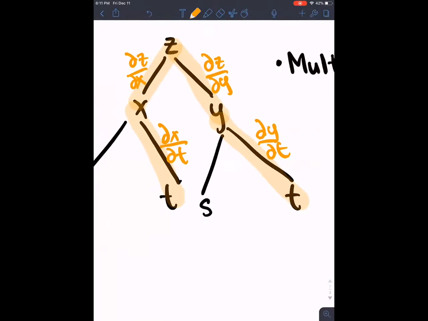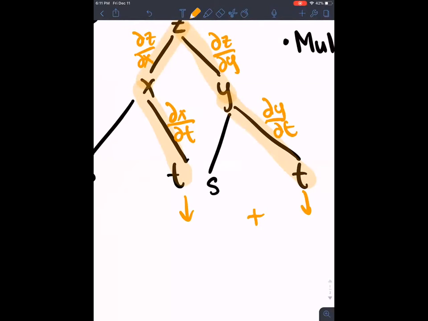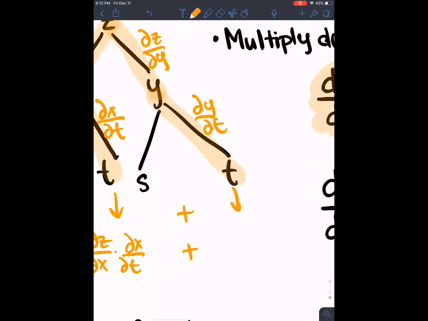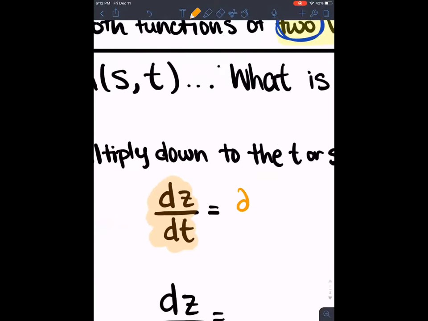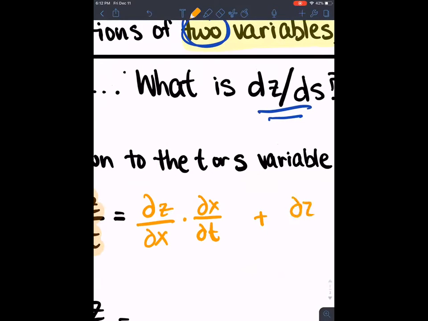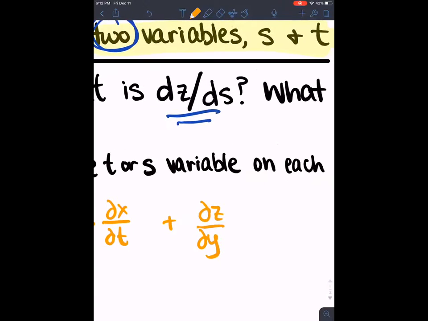And you do the same thing you did before: you multiply down here, and then you add them together. So you've got partial with respect to x times partial of x with respect to t, and you want to add that to partial with respect to y times partial of y with respect to t. And that is your formula for dz dt. You've got partial of z with respect to x times partial of x with respect to t plus partial with respect to y times partial of y with respect to t.